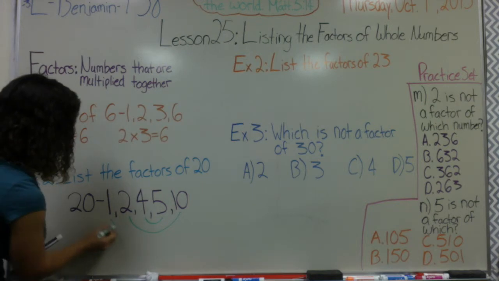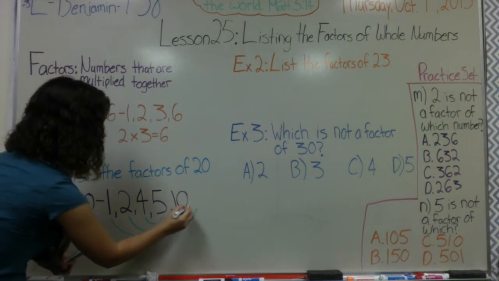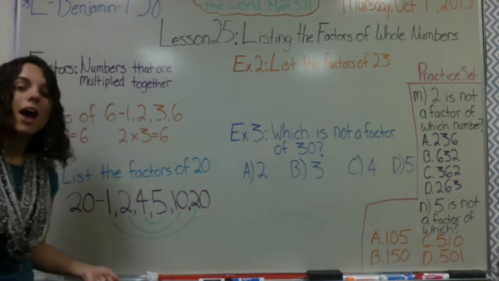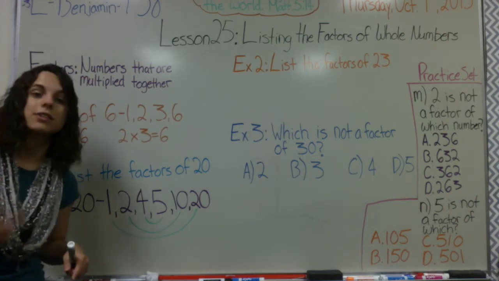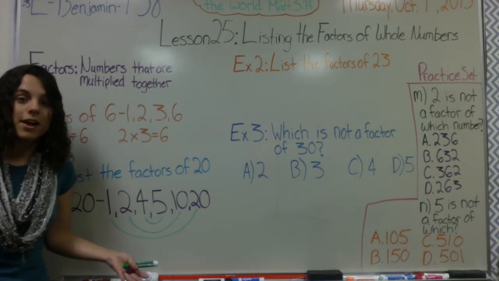Now I need my partner for 1. 1 times what is 20? 1 times 20 is 20. And there's all my factors. I didn't even have to really count past 5. I didn't have to ask myself what 6 was, or 7, or 8, or 9, or 10, or 11, or 12. I didn't have to worry about any of those.